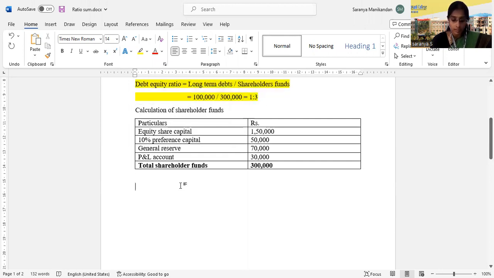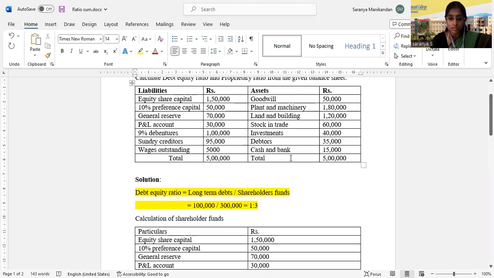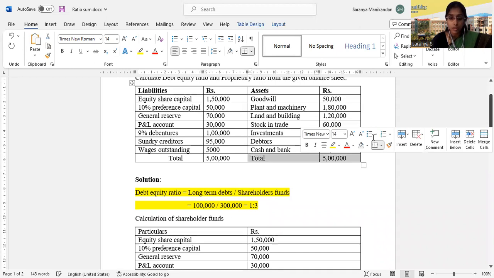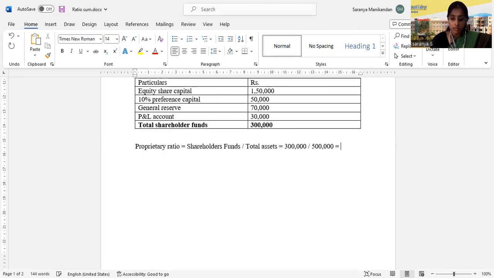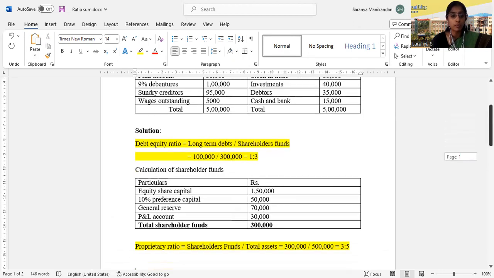Next, we will find out the proprietary ratio. Okay. So proprietary ratio formula is shareholders funds divided by total assets. So shareholders funds, just now we calculated, that is rupees 3 lakhs by total asset is nothing but our balance sheet, we have total asset as 5 lakh. So 3 lakh is the numerator, 5 lakh is the denominator. So we will be getting 3 is to 5. 3 is to 5 is the ratio, proprietary ratio. This is how we should find out the debt equity ratio and proprietary ratio.